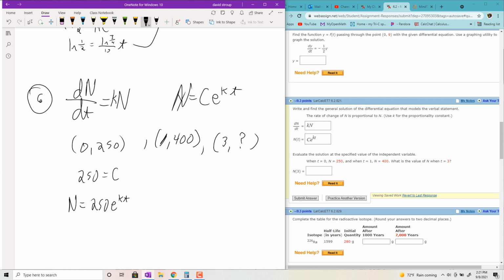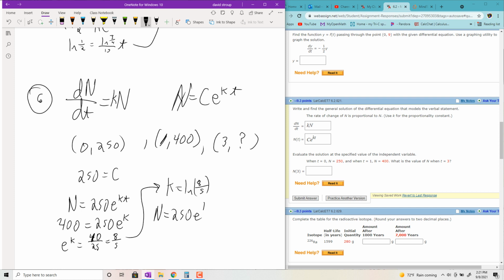Then I want to go after the k value, so we'll use the second initial condition, e to the k times 1. So e to the k equals 40 over 25. What is that? That's 8 over 5. Take ln on both sides, so k will equal ln of 8/5. And then we could rewrite our equation, n equals 250 e to the ln of 8/5 times t. And we want to evaluate it at 3, so plug 3 in there. And let's see if we nailed it.